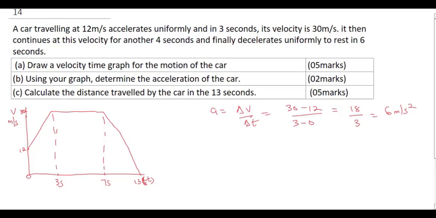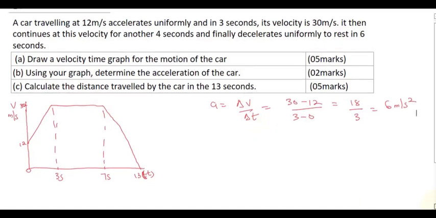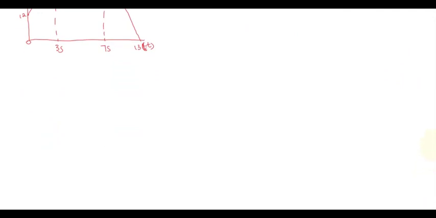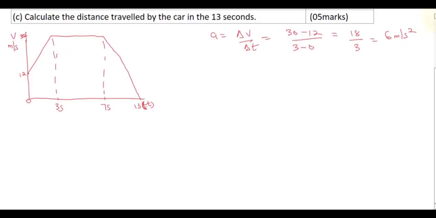Okay, so having solved that, now C says calculate the distance traveled by the car in 13 seconds. In order to calculate the distance traveled by the car, we need to employ the concept of the shape we are dealing with. So I'm going to call this shape A, this shape B, and this shape C. So distance will be area of A plus area of B plus area of C.